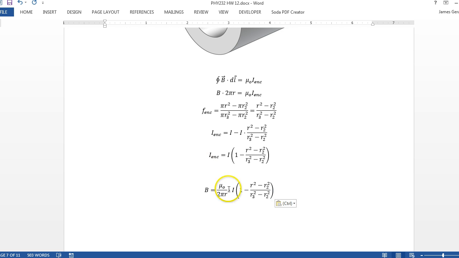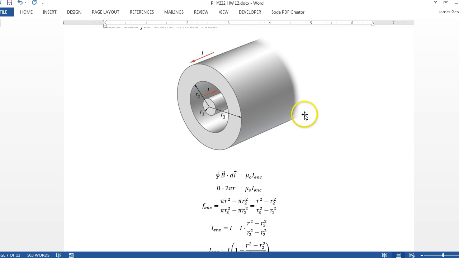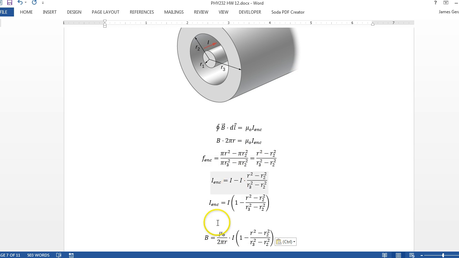So whenever you have a problem like this, it's useful to think about what happens at the boundaries just to see if it lines up with your intuition. That's it for this problem.